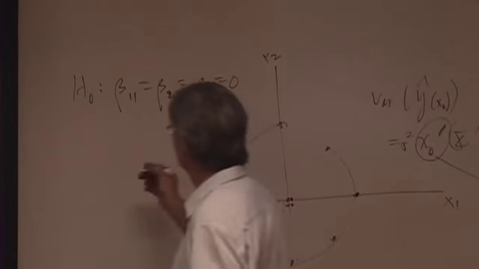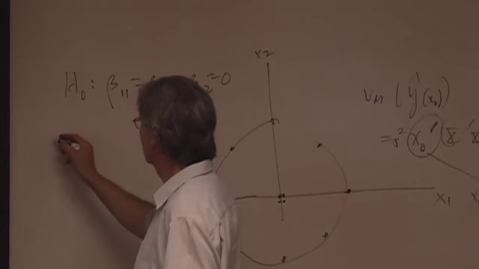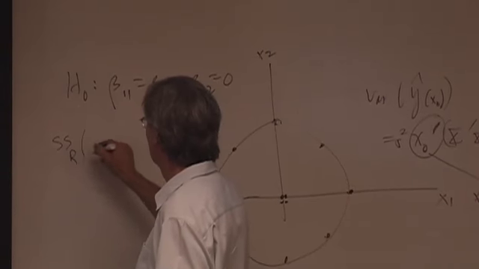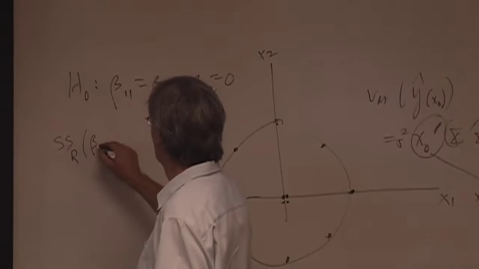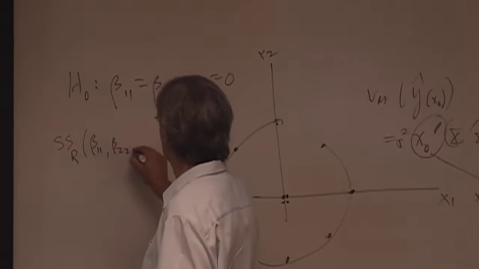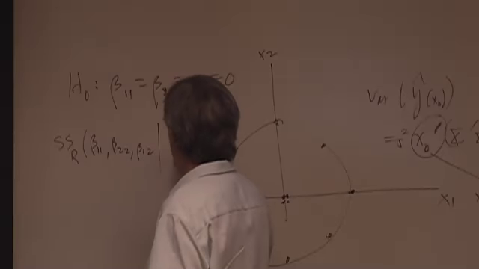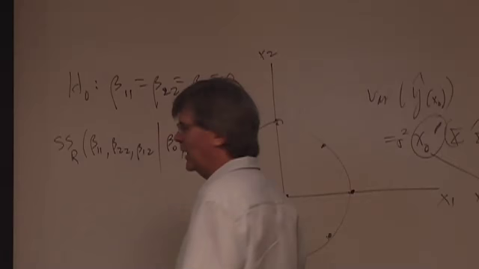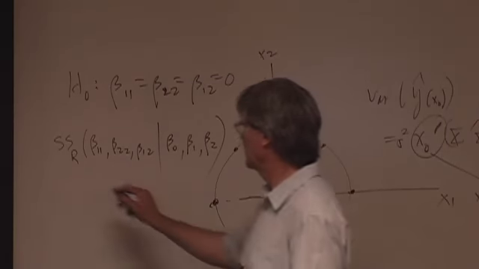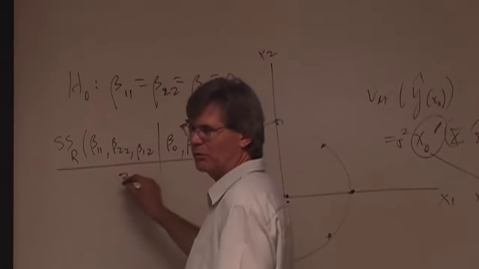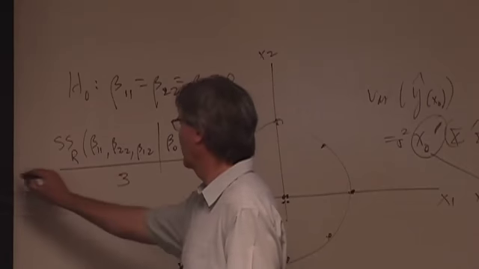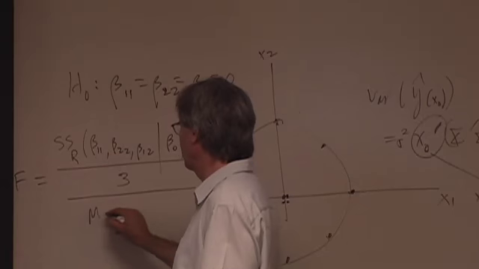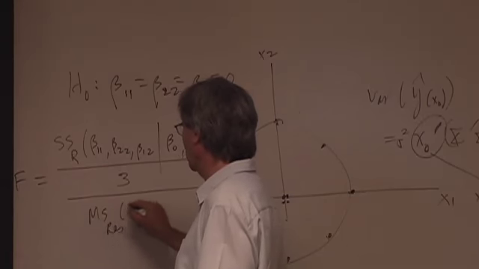So you can test this. You have to calculate SSR(beta 1,1, beta 2,2, beta 1,2 | beta 0, beta 1, beta 2). And then it has 3 degrees of freedom because there are 3 betas in there. So the F would be this divided by MS residual for the full model again.